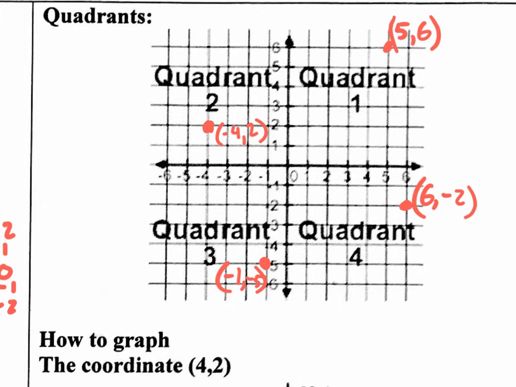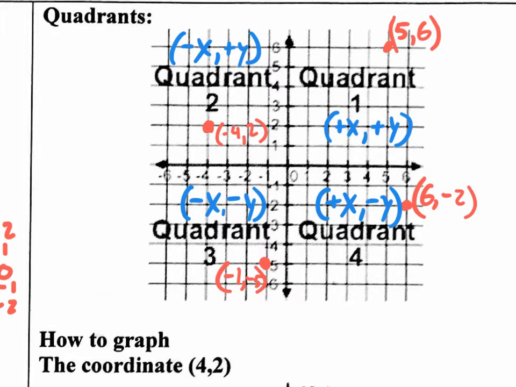Okay, so just to recap here. Quadrant 1 is going to have a positive x and a positive y. Quadrant 2 is going to have a negative x and a positive y. Quadrant 3 is going to have a negative x and a negative y, and quadrant 4 is going to have a positive x and a negative y. Anyway, we should know that.